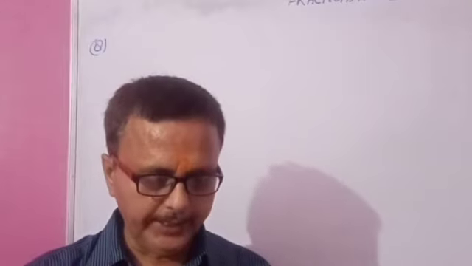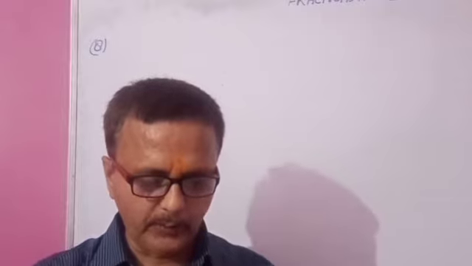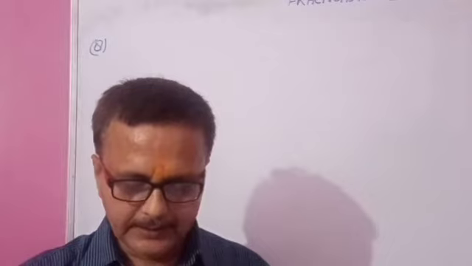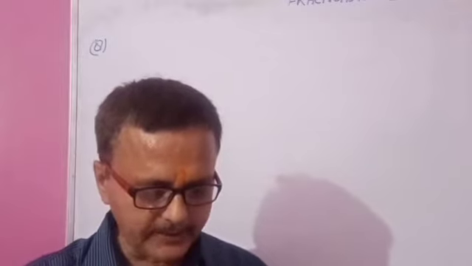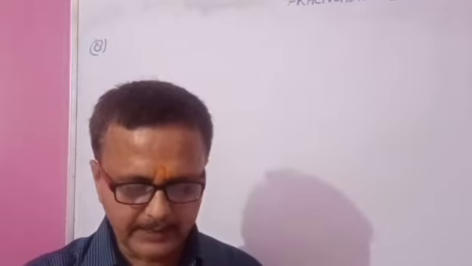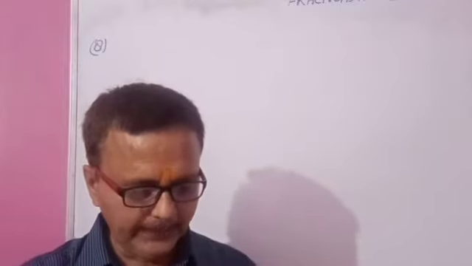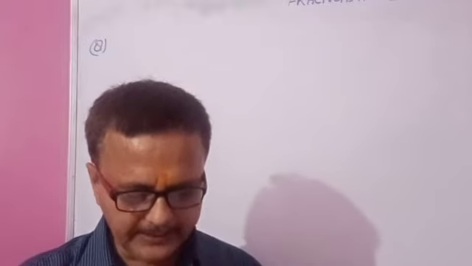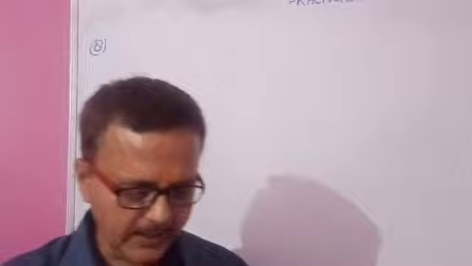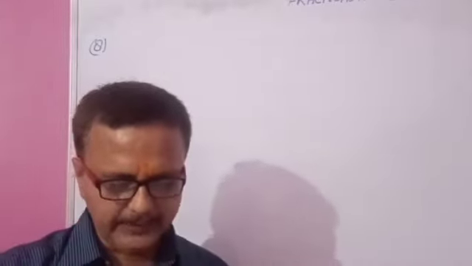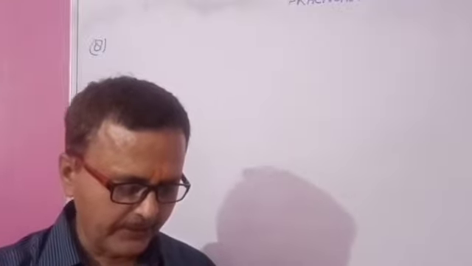Now question number 8. Vidya and Pratap went for a picnic. Their mother gave them a water bottle that contained 5 liters of water. Vidya consumed 2 upon 5 of the water. Pratap consumed the remaining water. First part, how much water did Vidya drink? Second part, what fraction of the total quantity of water did Pratap drink? There are two parts.